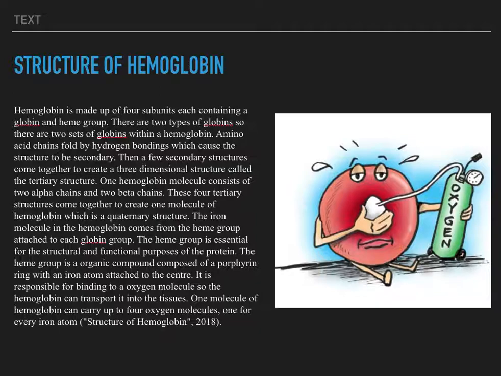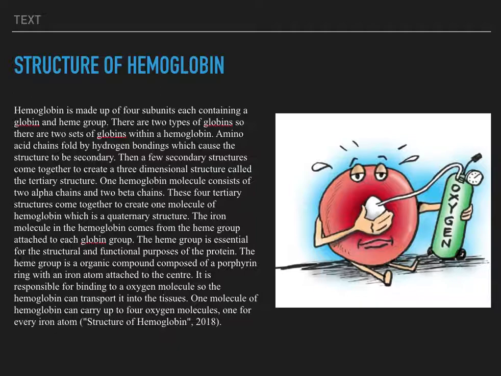Structure. Hemoglobin is made up of four subunits, each containing a globin and heme group. There are two types of globins, alpha and beta globins. Amino acid chains fold by hydrogen bondings, which cause the structure to be secondary. Then a few secondary structures come together to create a three-dimensional structure called the tertiary structure. One hemoglobin molecule consists of two alpha chains and two beta chains. These four tertiary structures come together to create one molecule of hemoglobin, which is a quaternary structure.